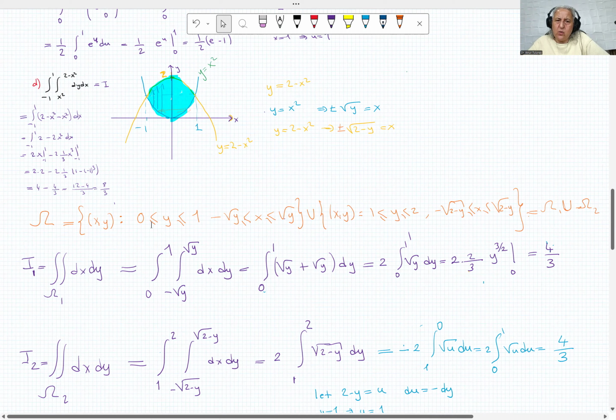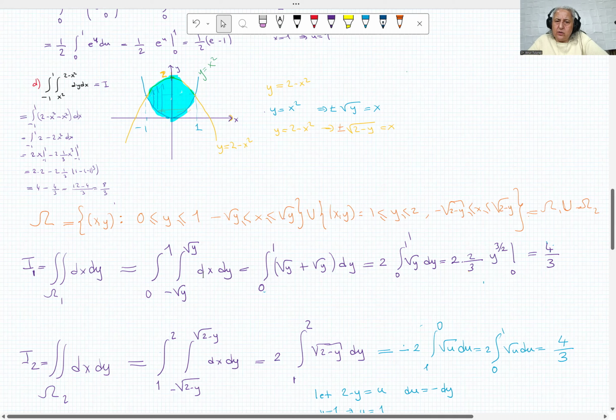So let's say I1 is the integral in this one. I say this one is sigma 1, sorry, and this one is sigma 2. So first look at the integral over sigma 1 of dy dx. Since we are changing the order, that will be dx dy. This means y is the constant. This is what it says: y from 0 to 1, and x will change from minus root y to plus root y.